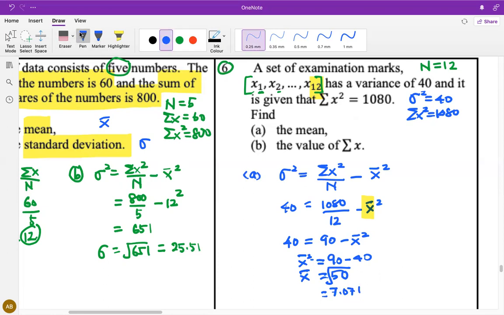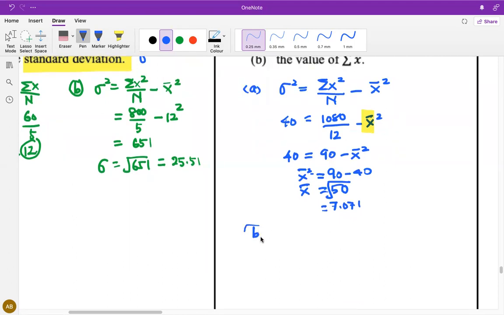Okay, now we want to find the sum of x. So easy, right? We have our mean already. So our mean is the square root of 50, which equals the sum of x over 12. So the sum of x is 12 times the square root of 50, right? So therefore 12 times the square root of 50 is, sorry, 84.85. Okay, so this is our sum of x.